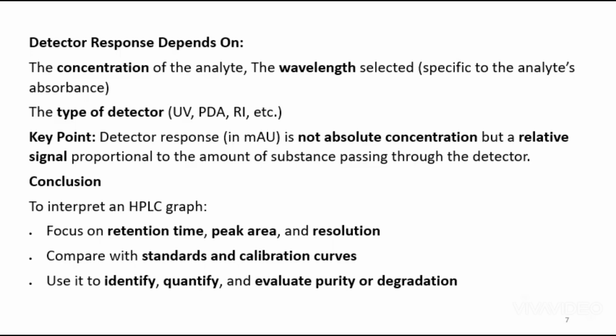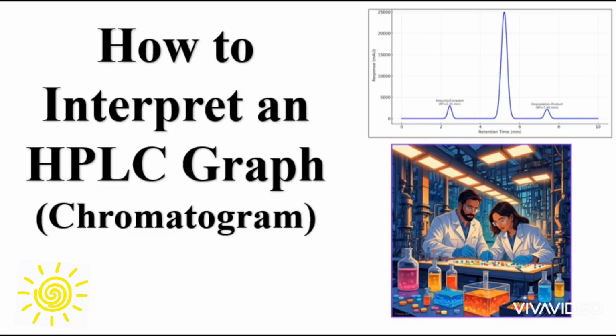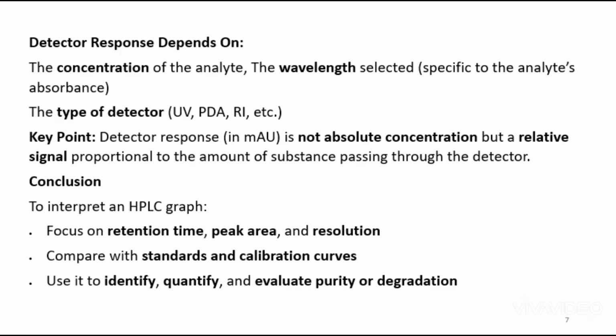Coming to the interpretation of the HPLC graph. Whenever you get an HPLC graph, focus on retention time, peak area and the resolution. There should be separation between the different peaks, and between the peak component and the matrix component. If resolution is not good, you should consider that the method is required to be altered or developed once again. Then compare with the standards and calibration curves. Use it to identify, quantify and evaluate purity or degradation.